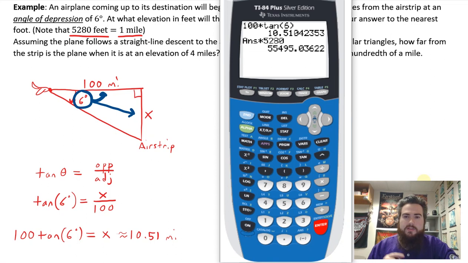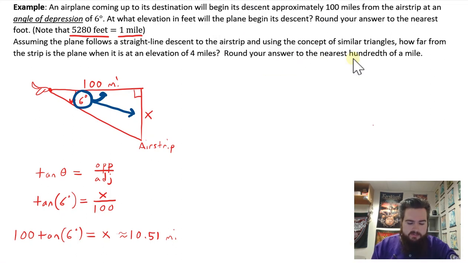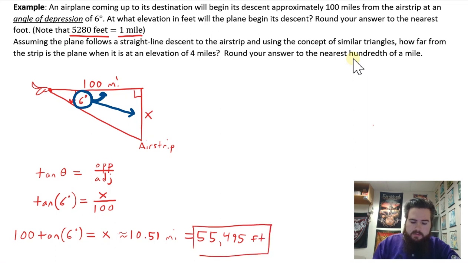It asks us to round this to the nearest whole foot, so we will say 55,495 feet. That would be my answer to the first part of this problem.